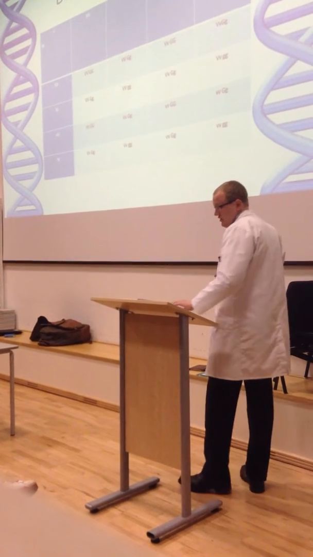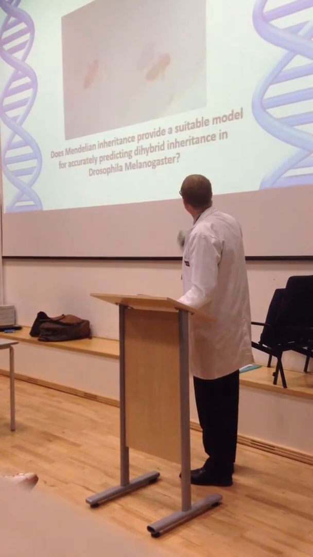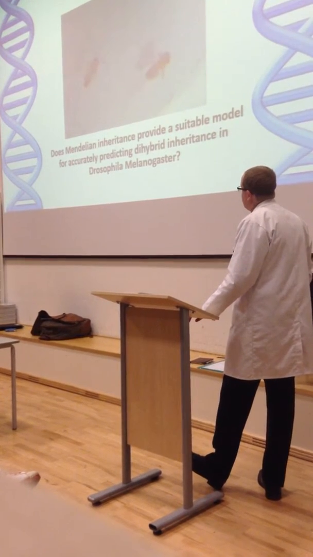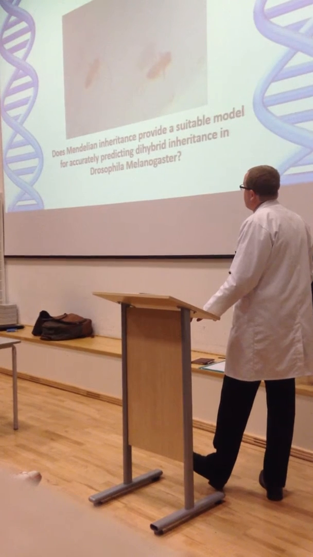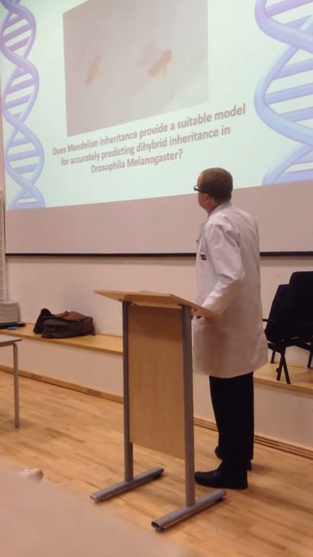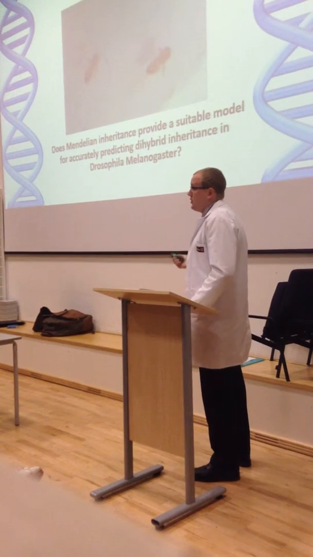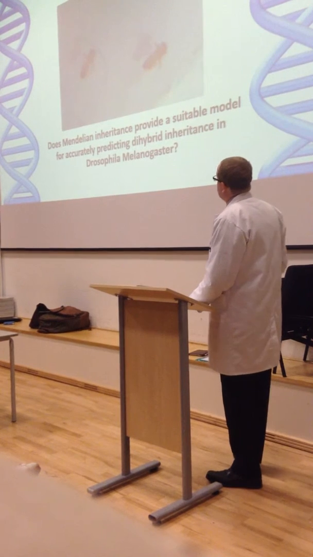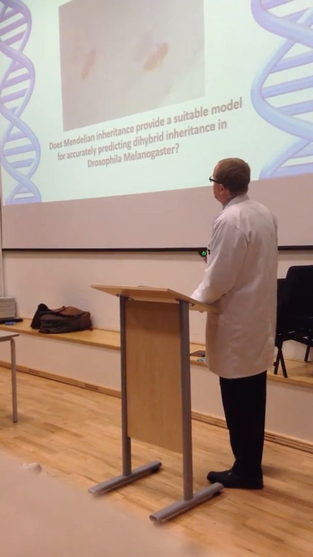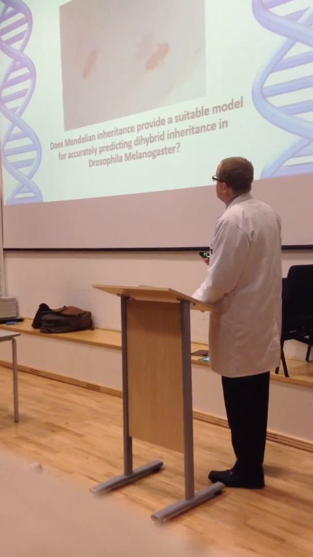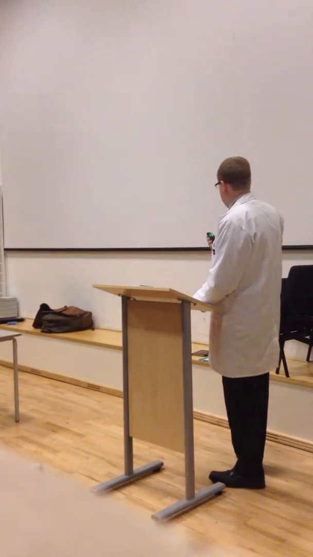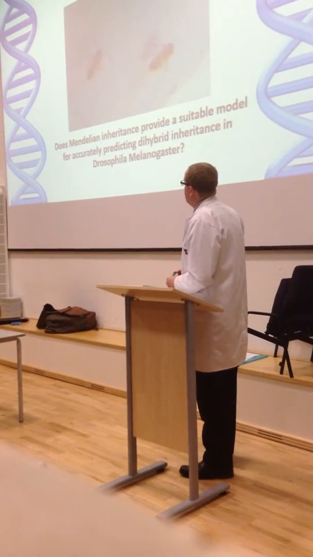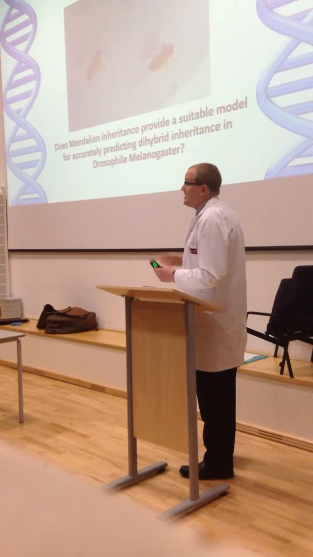And this actually brings me to my research question. Does Mendelian inheritance provide a suitable model for accurately predicting dihybrid inheritance in Drosophila melanogaster? And the reason I'm asking this question is because Mendel's original research was on monohybrid inheritance, even though he may not have been aware of it at the time. So I'm looking at dihybrid inheritance, which is what affects many of the characteristics of Drosophila melanogaster, to actually see if the ratios that Mendelian inheritance says we should get actually do not hold true.